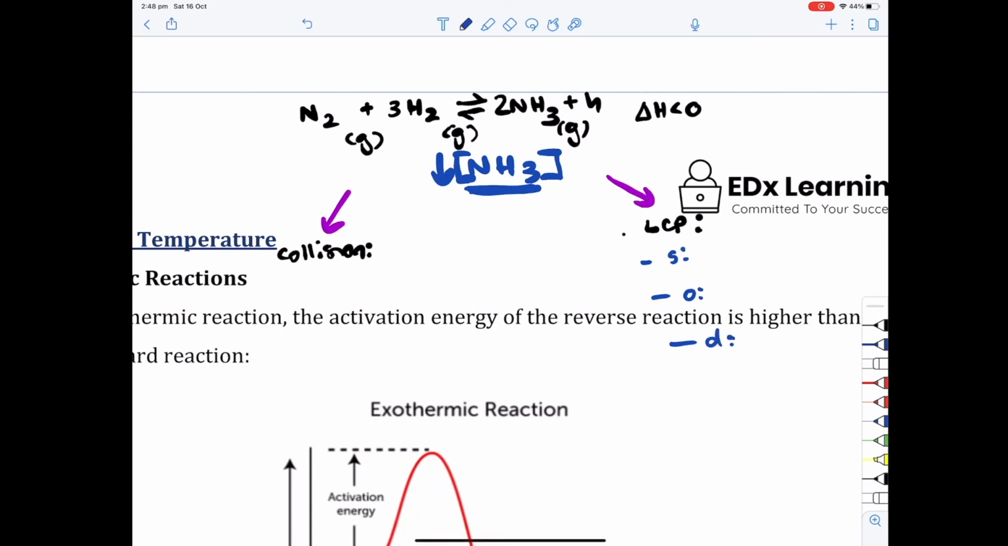So it's originally increasing concentration of ammonia. Oh, what direction is the arrow pointing?